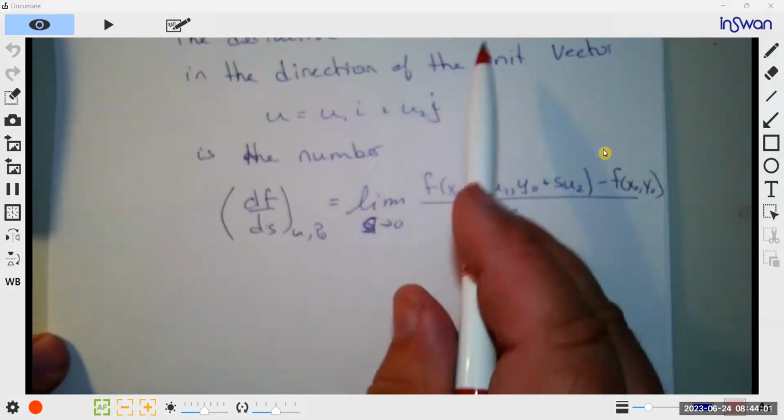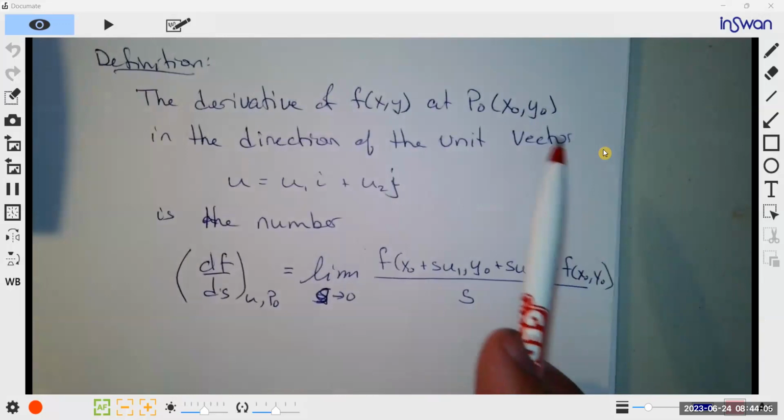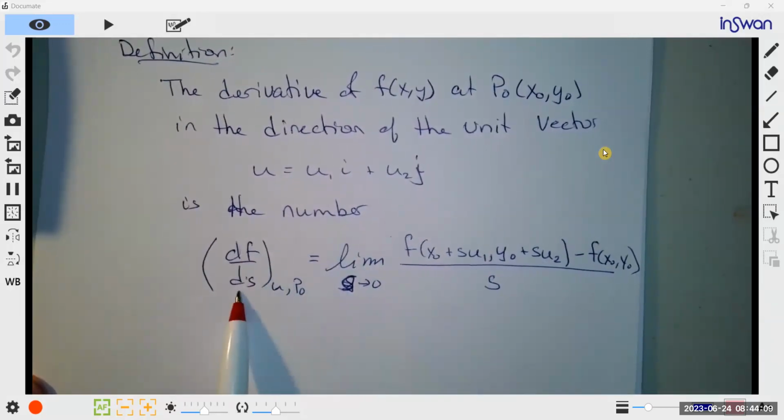So the derivative of f at that point p sub 0 in the direction of the unit vector u is the number given by the limit of f of x sub 0 plus s u sub 1, y sub 0 plus s u sub 2, minus the original function.